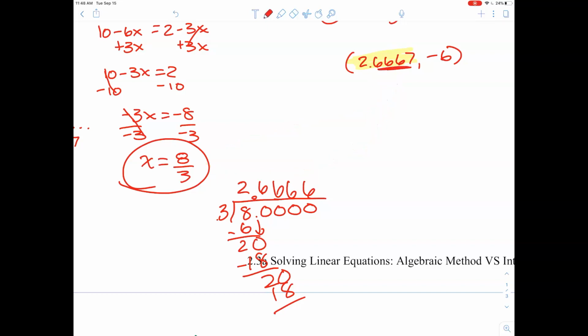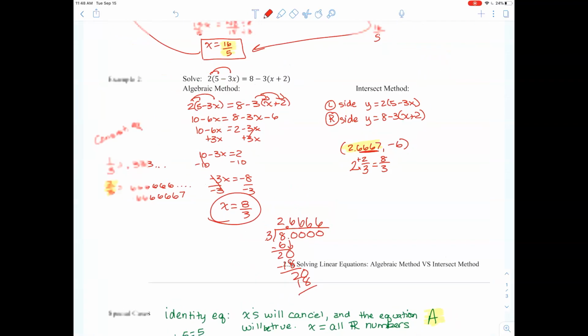Another way you could look at this, because you saw this and you recognized it was a thirds, you could write it as 2 2/3. And then you could convert it to a fraction by going, this is a mixed number, 3 times 2 plus 2, 6 plus 2 is 8 thirds. And so they are essentially the same thing.